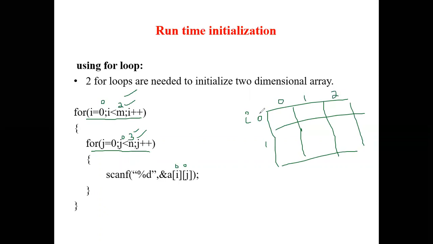So for taking care of column, we are using a variable j. For row, we are using a variable i. So i can have value 0 or 1. That is why we are writing i less than m. So m is nothing but here it is 2, and j can take value less than n. So n is nothing but your column size 3. So it can take value 0, 1, 2.